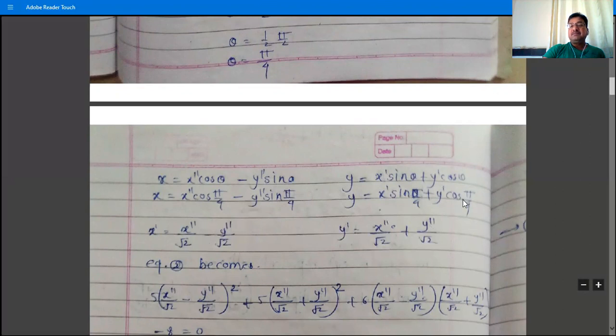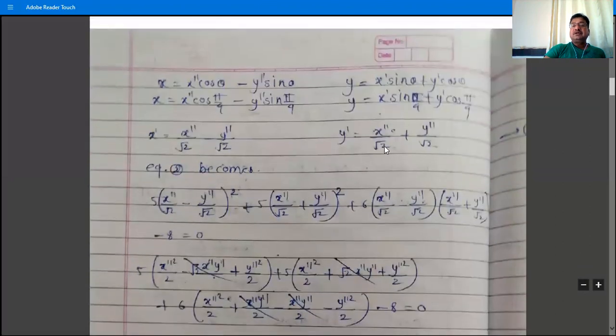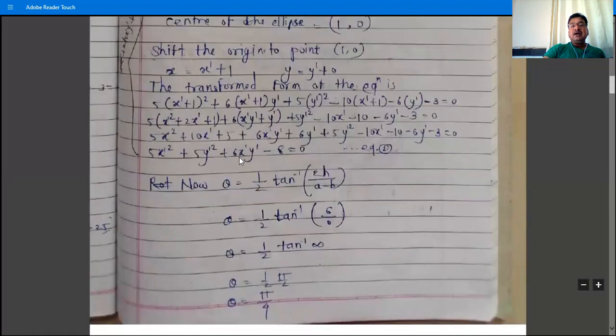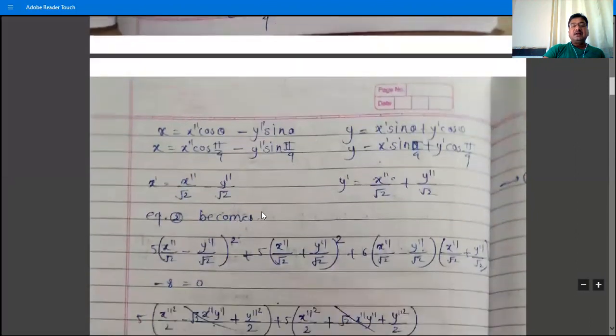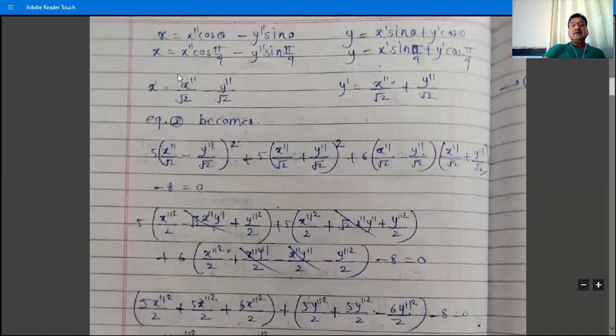The values of sin pi by 4 and cos pi by 4 both are 1 by root 2. So the transform form of equation second becomes, that is, substitute x is equal to this value, x dash is equal to this value and y dash is equal to this value.